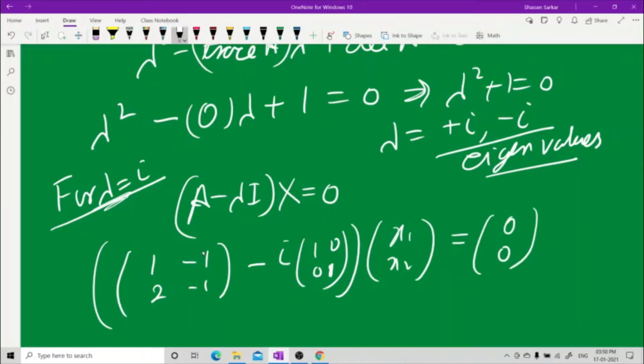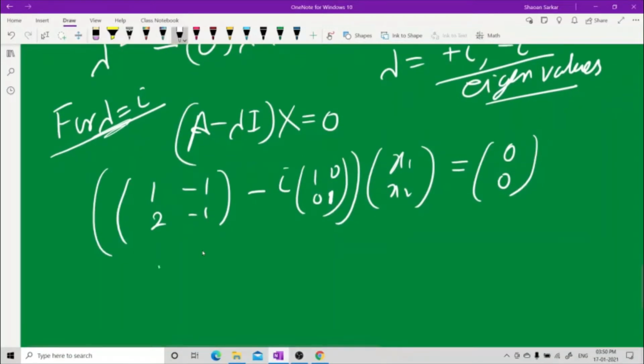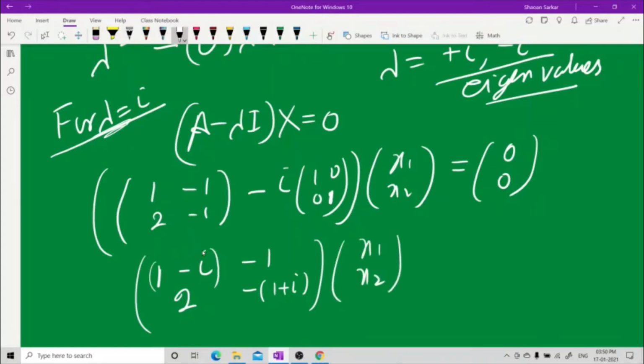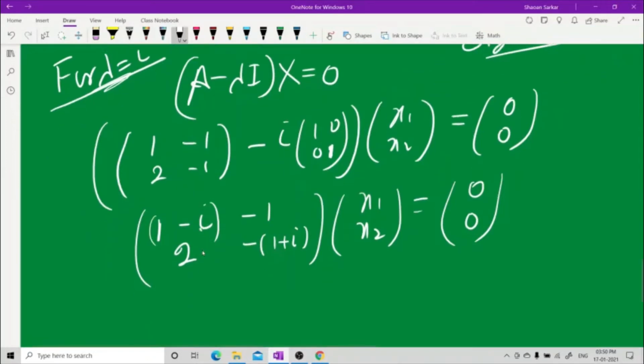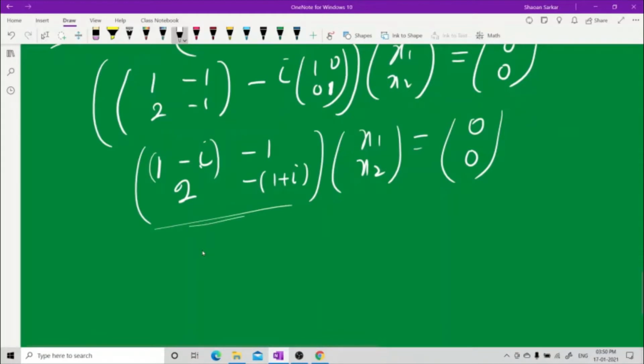Now let's try to write it down. See, 1 minus i, minus 1, 2 and then minus 1 plus i. You can see this. x1, x2 is 0, 0. Now see one thing. Very simple. The determinant of this matrix will come out to be 0 if you cross multiply. So what you do is that you multiply this row by i plus 1.